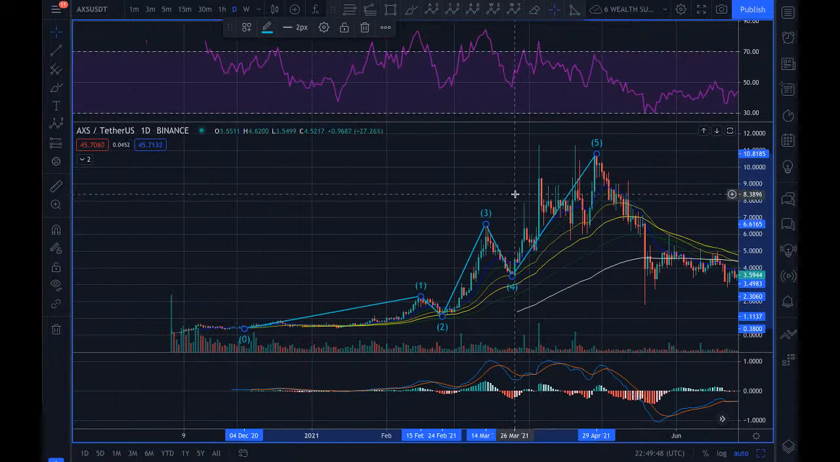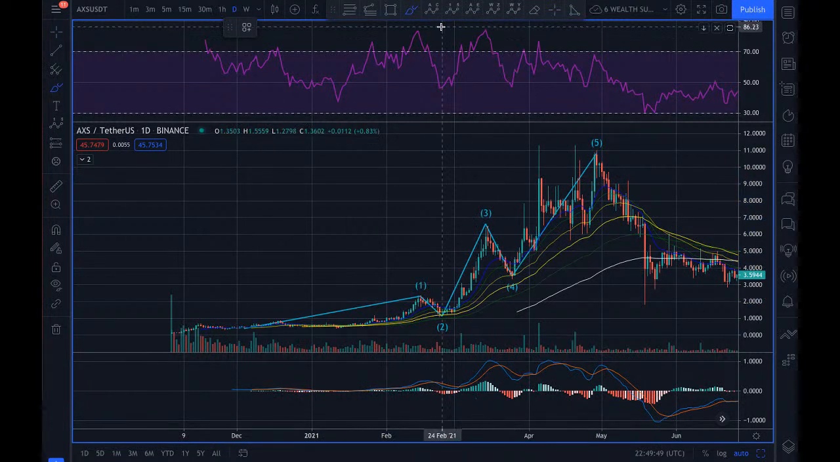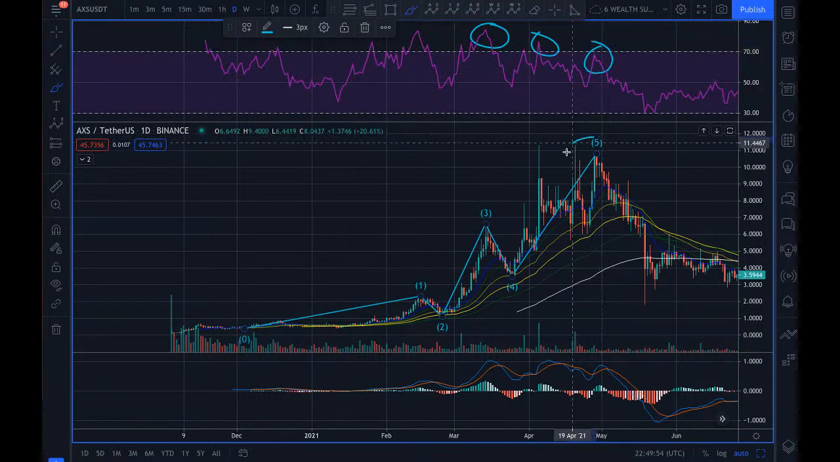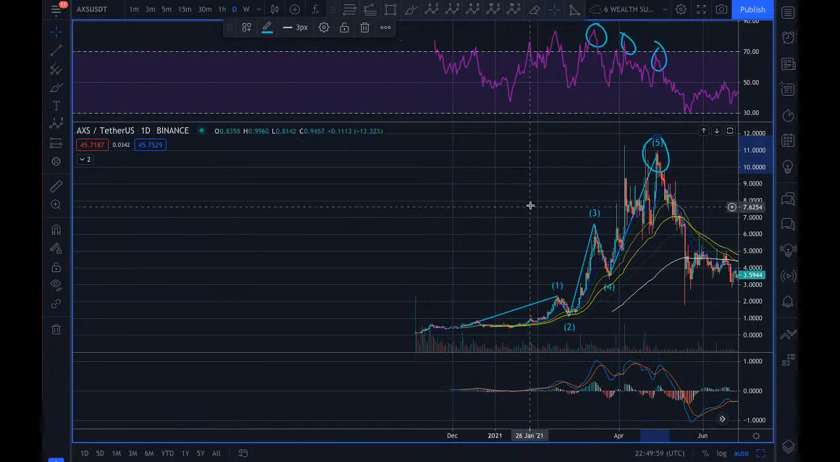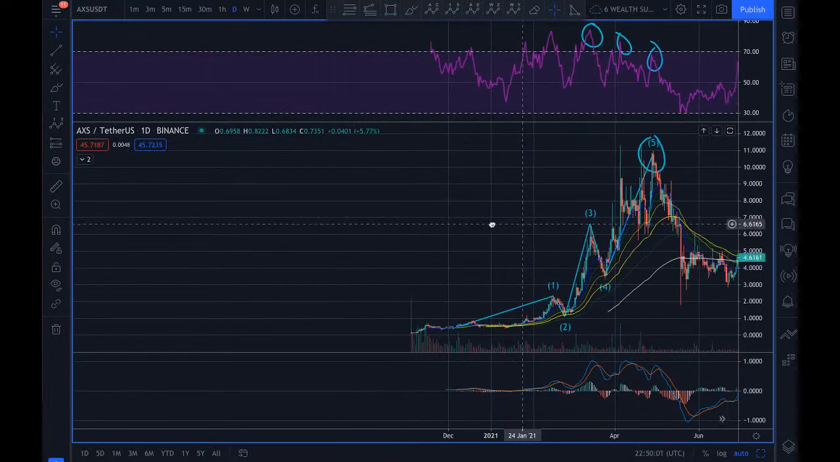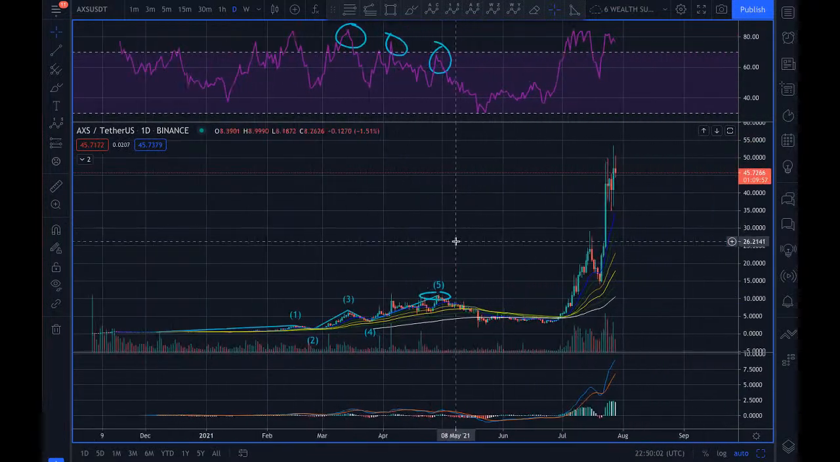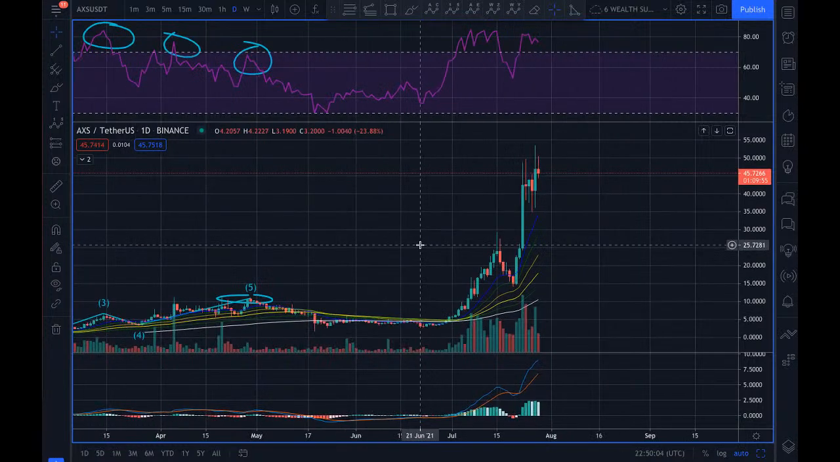And yeah, there were some sell signals. Anyway, my sell signal doesn't have to be your sell signal. I'm just talking about what works for me. I'm not telling you what to do.